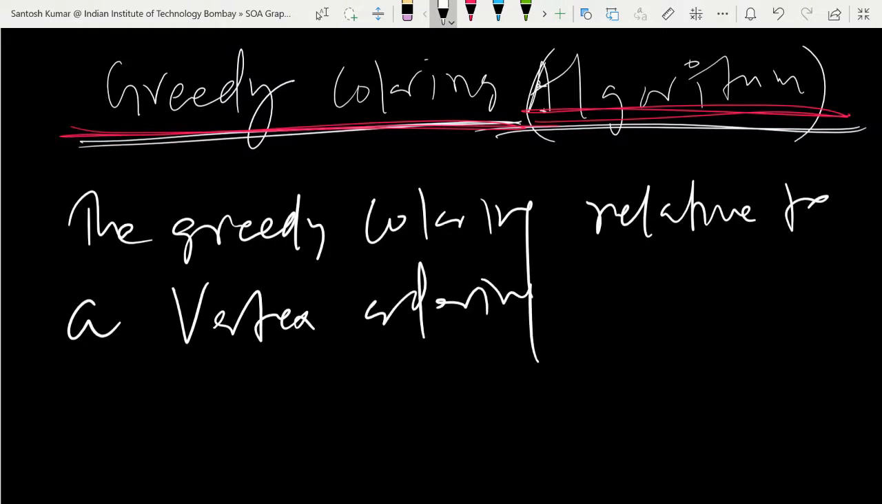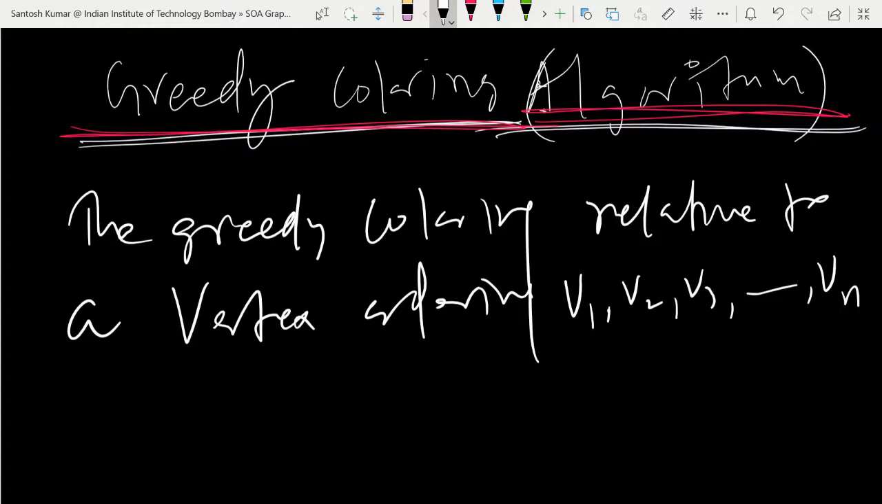So we'll order the vertices first, like 1 2 3 4 and so on, and then greedy coloring relative to the vertex ordering, like we say v1 v2 v3 and vn. V1 means first vertex, second vertex, third vertex, and nth vertex. We'll label the vertices, or you can say we'll order the vertices. You can write also 1 2 3 4 5 like that. So you first order the vertices.